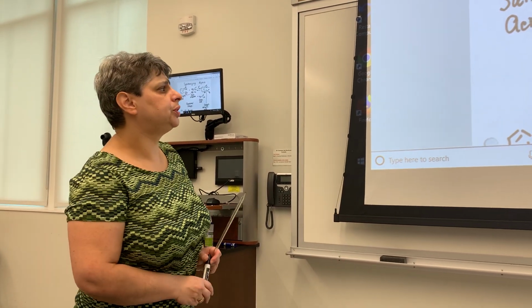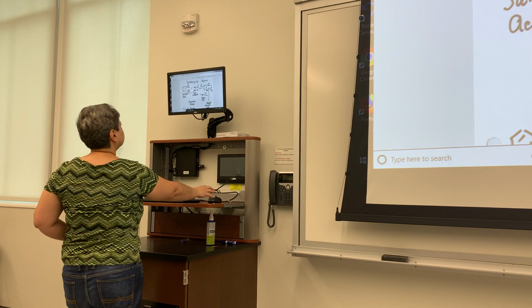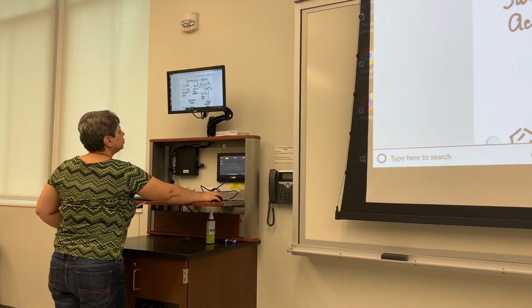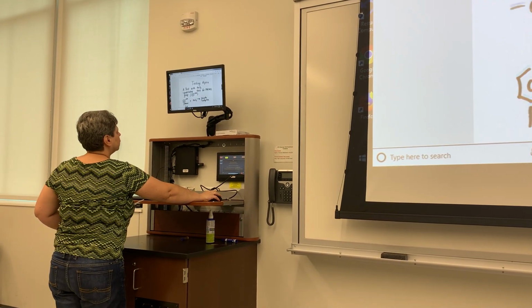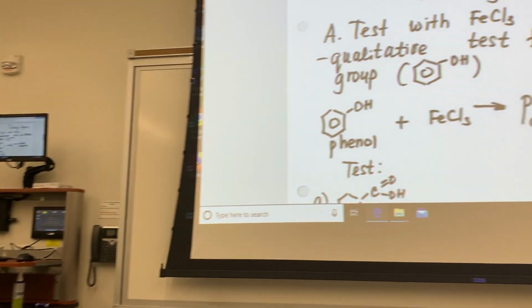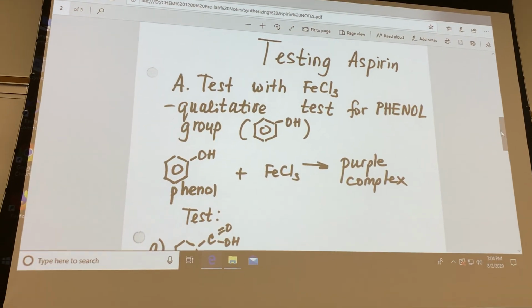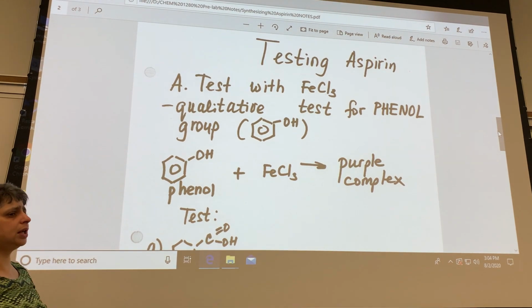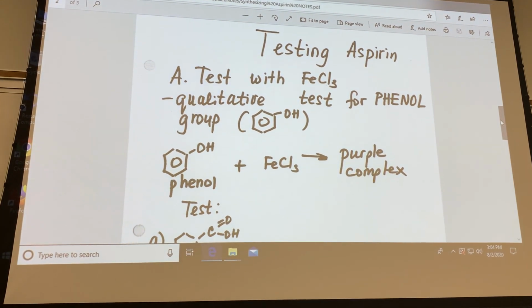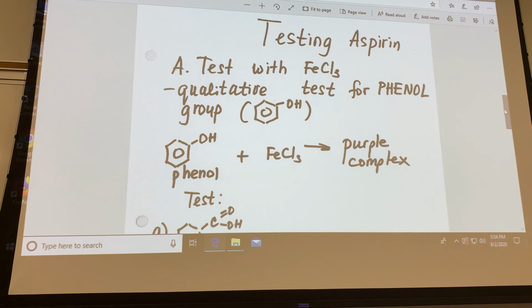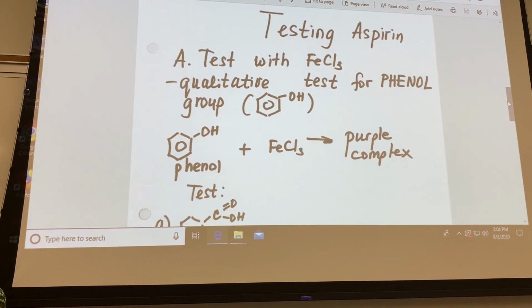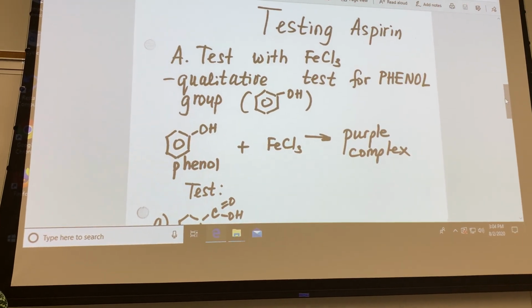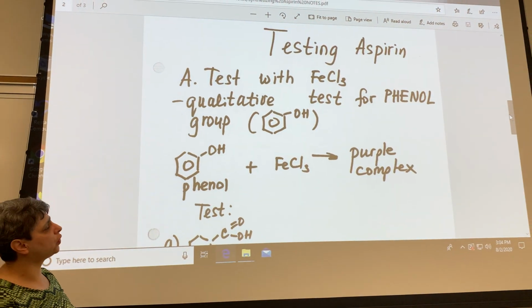So next we're going to discuss testing. And there will be 2 tests that you will have to perform. First of which is a test with a substance called ferric chloride, FeCl3. Ferric chloride will be used as a yellow solution in alcohol and water. And the reason why FeCl3 is used is to test for phenol group.